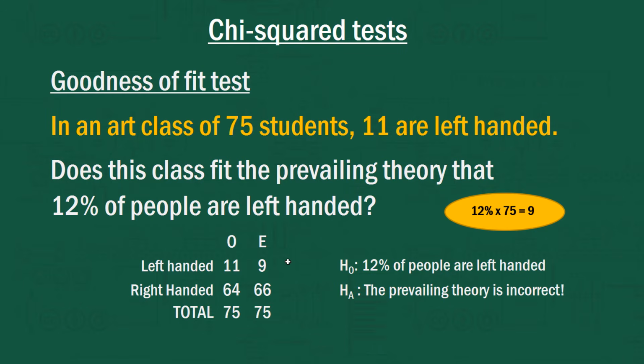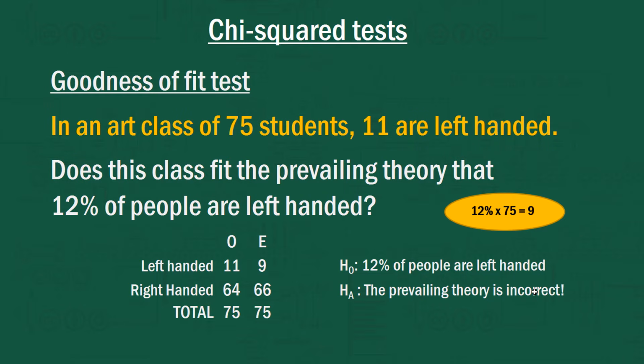Now, in a formal goodness of fit test, we need a null and alternate hypothesis. So our null hypothesis is going to be that the expected distribution holds, or the prevailing theory indeed holds. So 12% of people are left-handed. And we're going to see if there's enough evidence to reject that. So our alternate hypothesis is that the prevailing theory is incorrect.